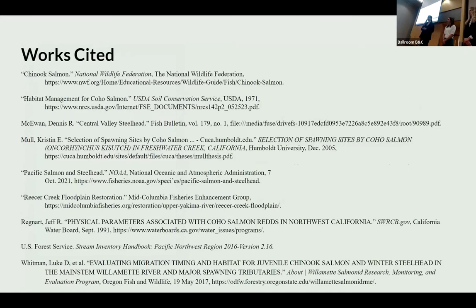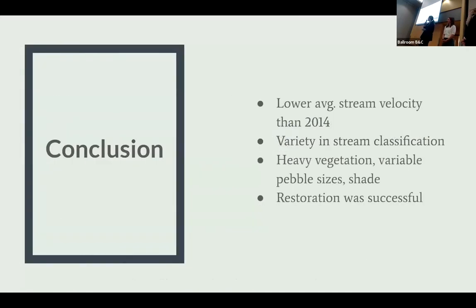And just to add on to that, it's important to remember that our data is not a holistic view of Reecer Creek. It's just a snapshot that we took in October of 2021. It cannot accurately display the standard behavior of the creek throughout the year, even throughout the season. However, we really hope that our research can be used as an example of how stream restorations can be successful in other levied streams. And we hope that counties and states can look at this and see it as a reason to pursue future stream restorations.